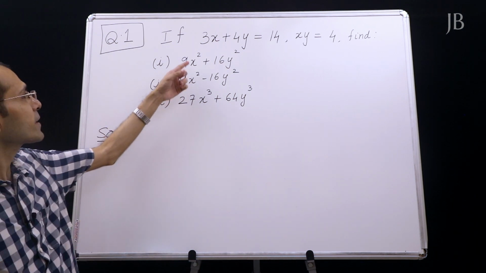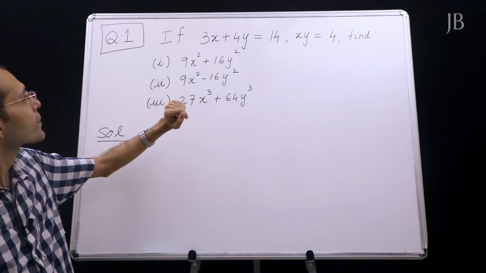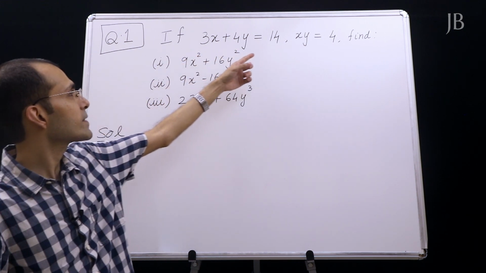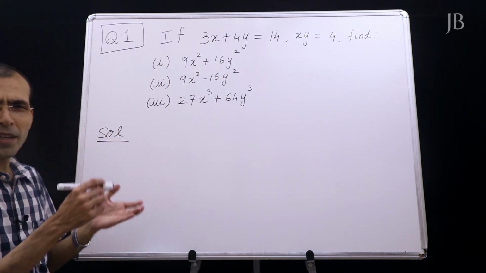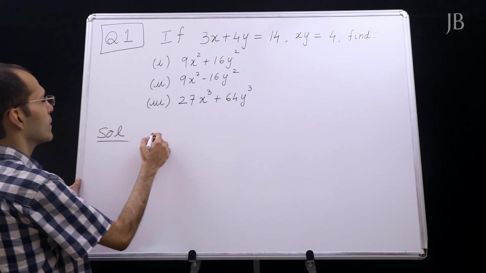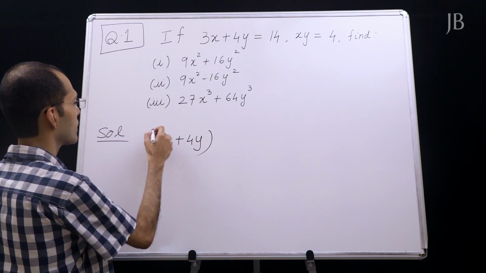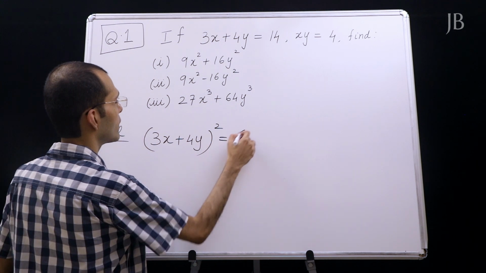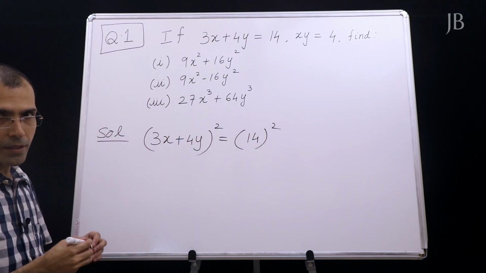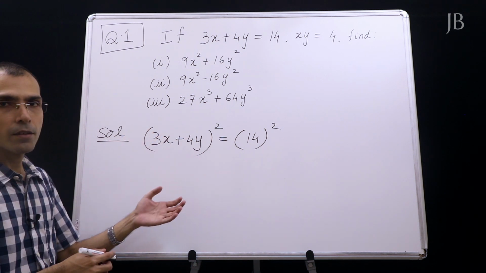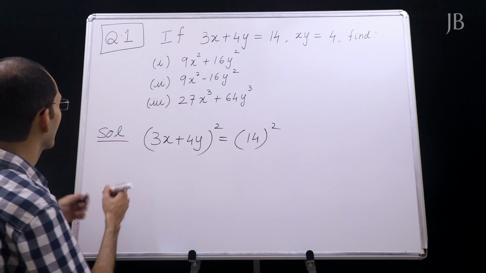Observe, we need 9x square plus 16y square. Okay, and 3x plus 4y is given and xy is given to us. So we will square both the sides. So 3x plus 4y the whole square is equal to 14 square. Fair enough. 3x plus 4y is 14, so 3x plus 4y the whole square is 14 square.